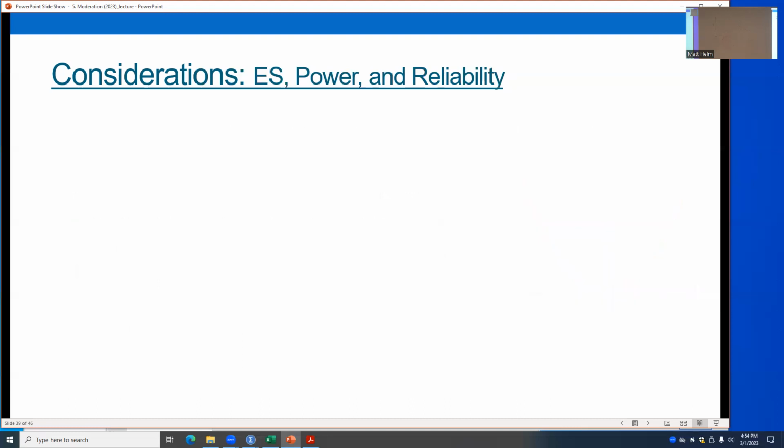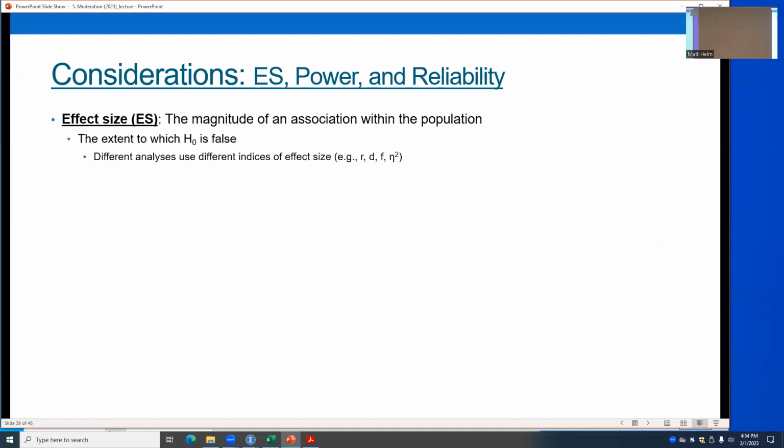Okay. Gonna finish up real quickly in terms of thinking about power, reliability, effect size and stuff. Again, effect size is indicating the magnitude of an association in the population. Think about this specifically. I like thinking about this: an effect size is the extent to which the null hypothesis is false, right? If I have a small effect size, it means the null hypothesis may be false, but maybe not so false.